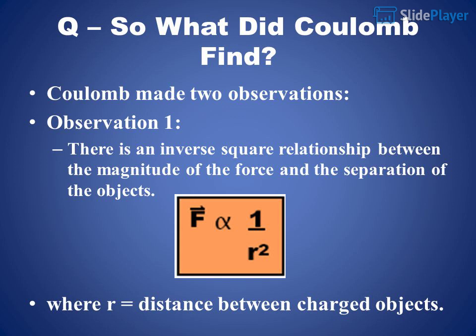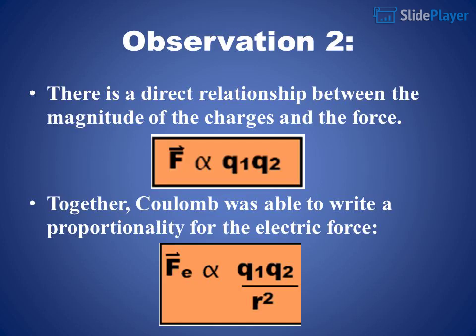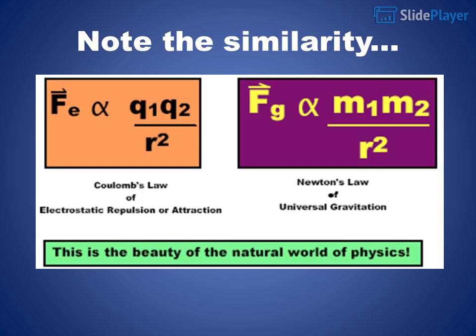Coulomb made two observations. Observation 1. There is an inverse square relationship between the magnitude of the force and the separation of the objects, where r equals distance between charged objects. Observation 2. There is a direct relationship between the magnitude of the charges and the force. Together, Coulomb was able to write a proportionality for the electric force. Note the similarity.